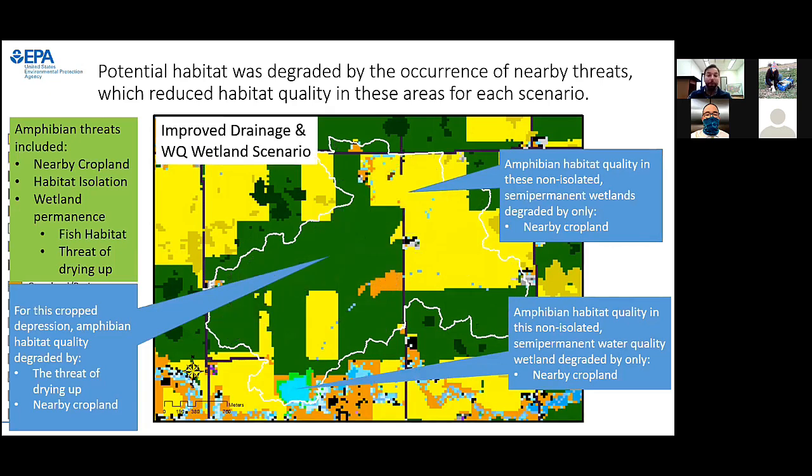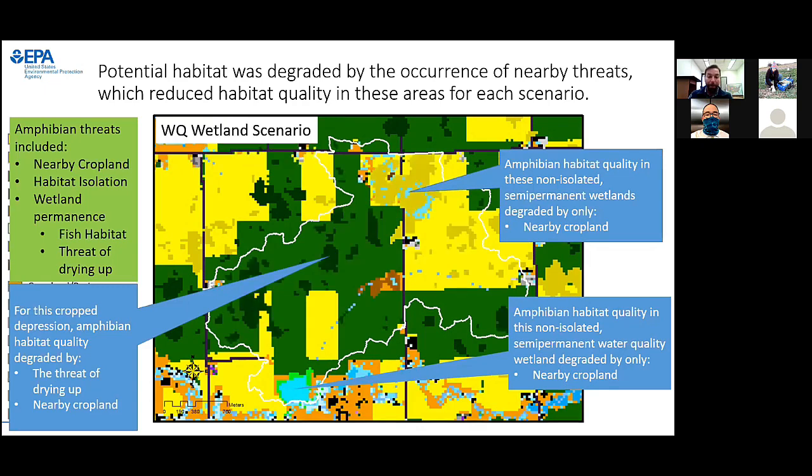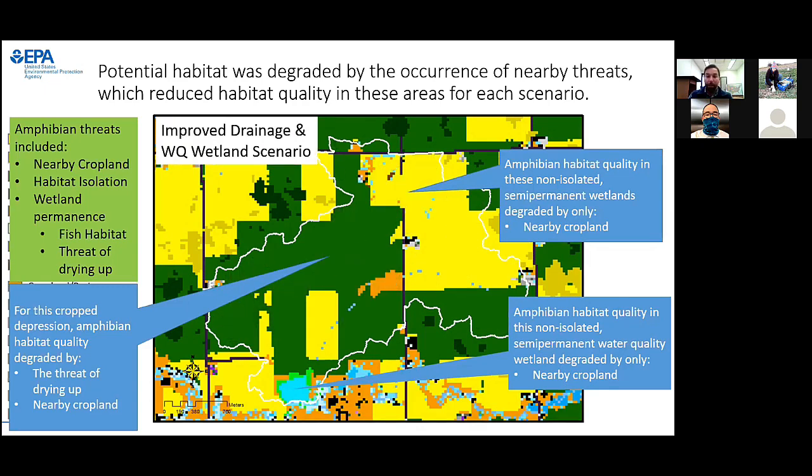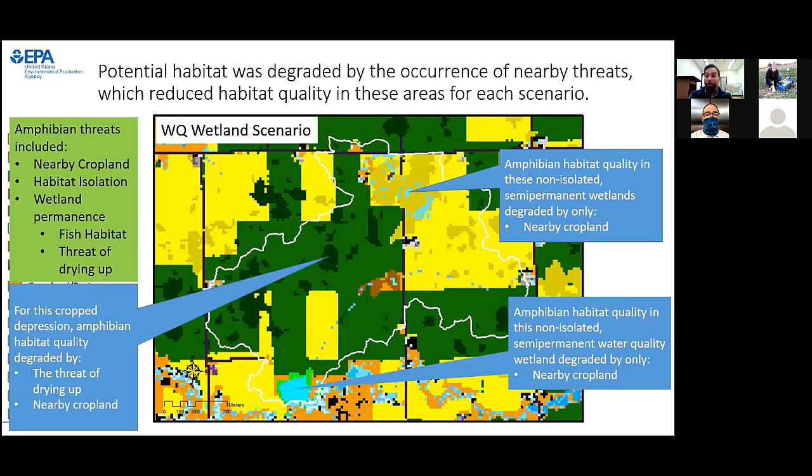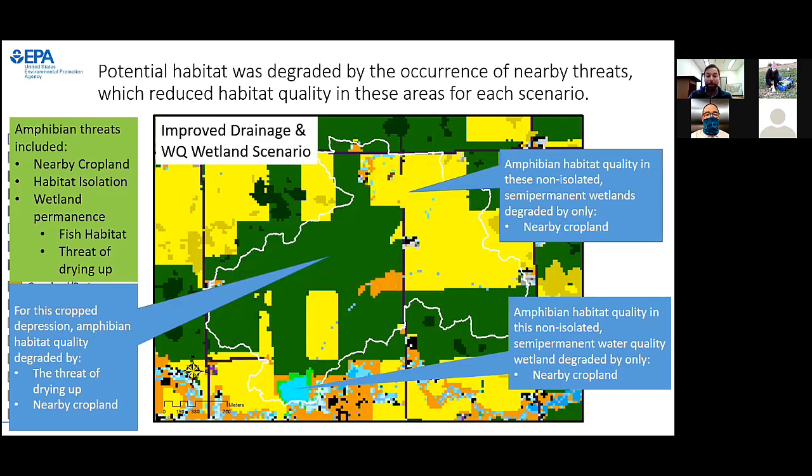And then in scenarios with drainage improvements, like the all-in scenario with drainage improvements and water quality wetlands shown here, any suitable habitat within depressions within the catchment boundary was considered lost, as these areas were considered converted when drainage was improved. So just to go back, you can see these depressions, and any suitable habitat within those depressions is considered lost in the improved drainage scenarios.